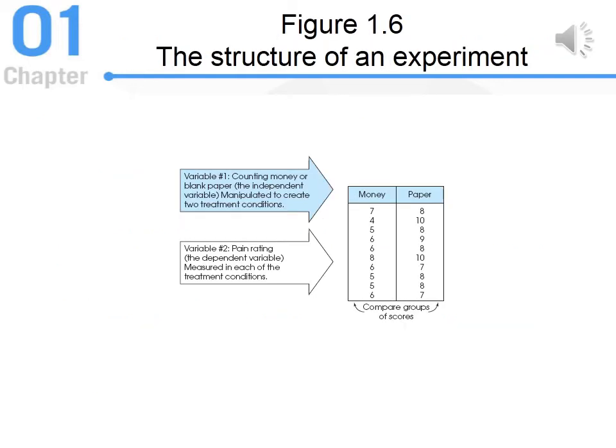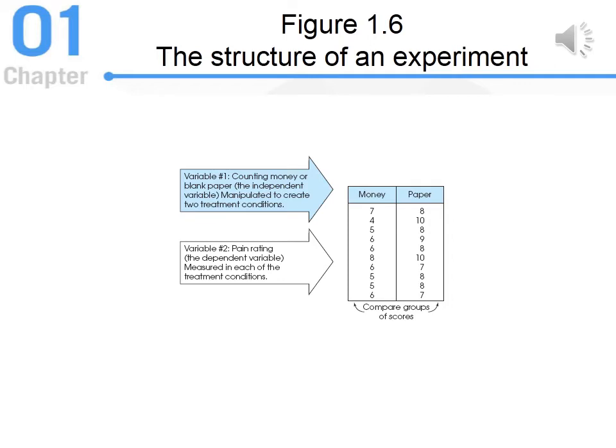This is an example of an experiment which I always think is sort of funny. So variable 1 is the independent variable. Some participants are brought into the lab and asked to count actual money, whereas other participants are brought into the lab and asked to count sheets of green paper that are cut to be about the same shape and size as money. And then afterwards, all participants are tested by placing one hand in a bowl of hot water and then rating the pain level.